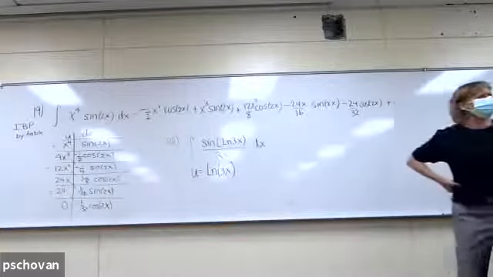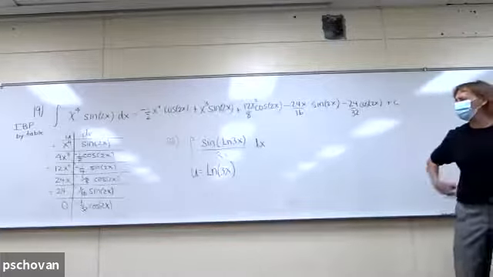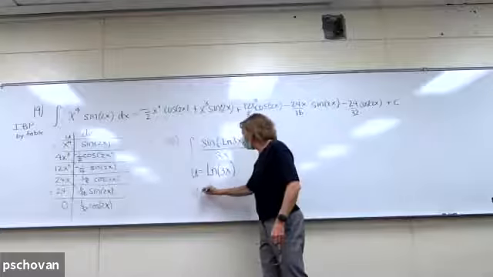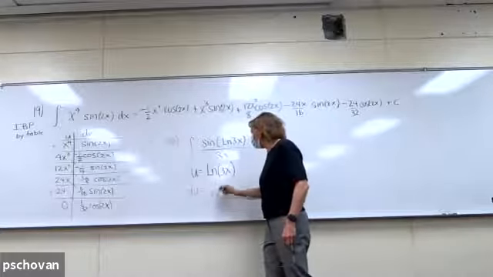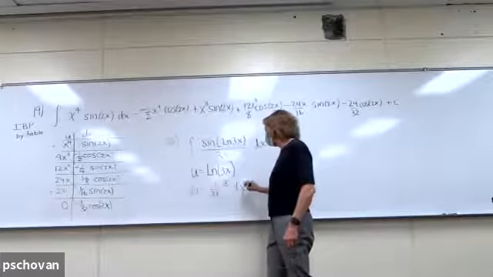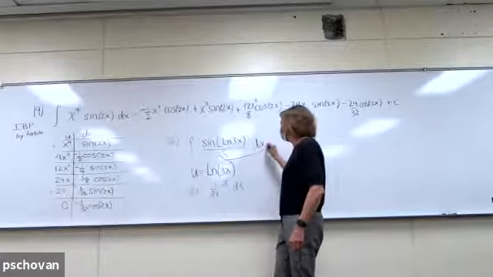Is it working for you? What's the derivative of the natural log of 3x? It simplifies to 1 over x, doesn't it? It's 1 over 3x times the derivative of 3x, which gives me the 3. So it simplifies to 1 over x. And I do have a 1 over x right there.